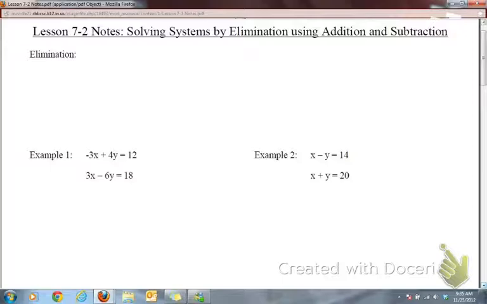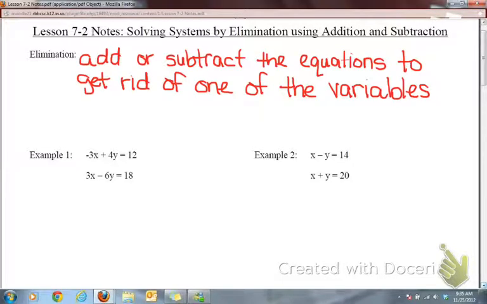So, what is elimination? Well, elimination is when we add or subtract the equations to get rid of one of the variables. You maybe have never thought that we are able to do this, but when we have our two equations in the same problem, our system, we are allowed to add or subtract the equations together in order to get rid of one of the variables, so that then we can solve for the other variable.